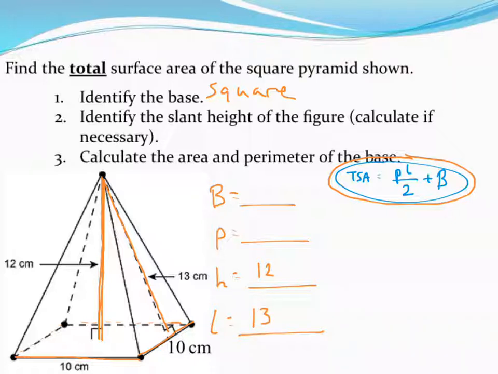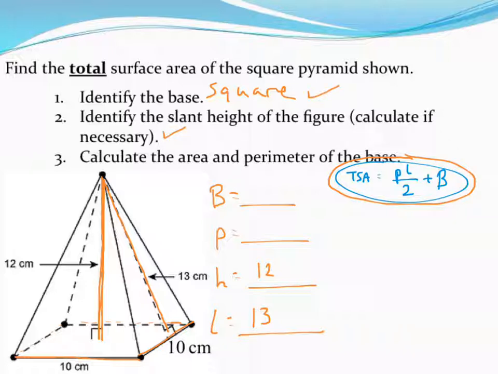Now if they don't give you the height, it's okay because we don't need it to find surface area. So if they don't give you the height, just leave that blank. If they don't give you the slant height, though, we'll need a way to calculate that. We'll look at that in the next video. All right, so we got our slant height and our height identified. We have the base figured out.